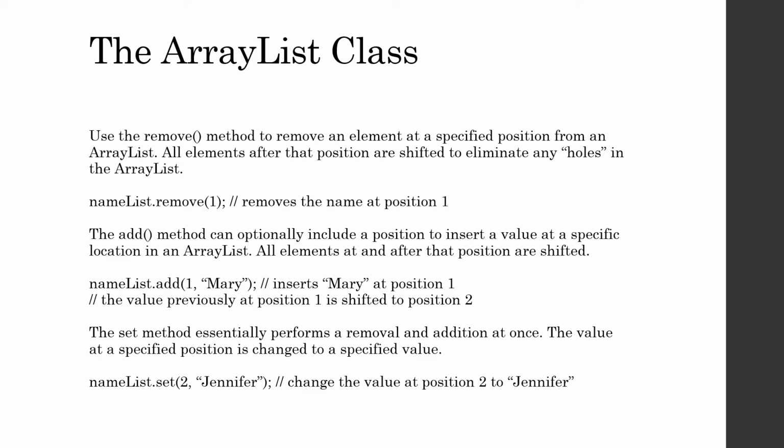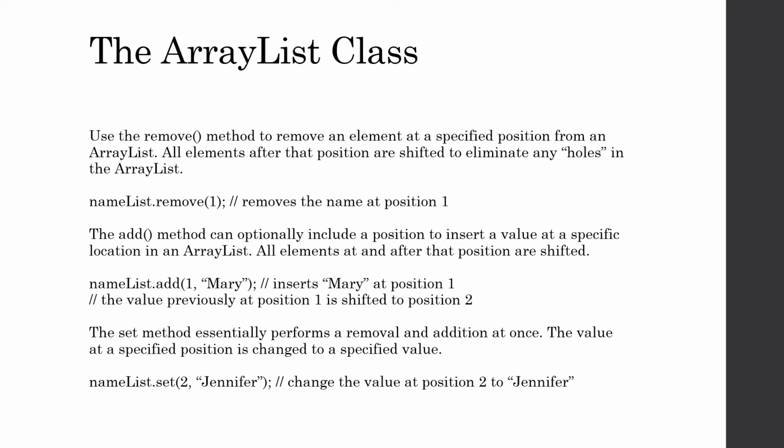Additionally, we can use the remove method to remove an element at a specified position from an array list. All elements after that position are going to be shifted to eliminate any potential holes that this might have created in the array list. To give you an example, we're going to say something like namelist.remove(1).